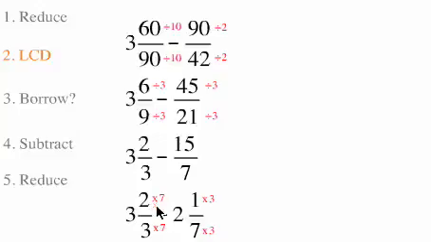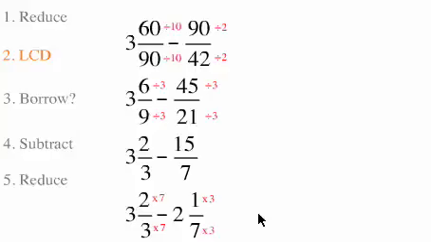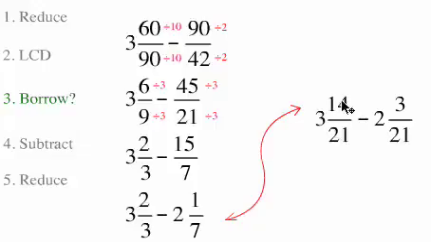So here the 2 gets multiplied by 7, the 3 gets multiplied by 7, giving us 14/21. Over here, the 7 gets multiplied by 3, giving us 21. The 1 gets multiplied by 3, giving us 3. And here's our result. We have 3 and 14/21s, take away 2 and 3/21s.